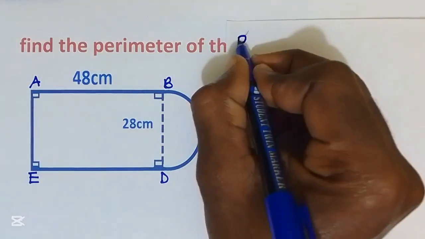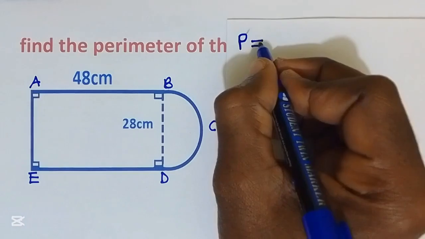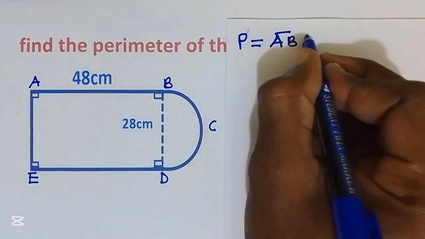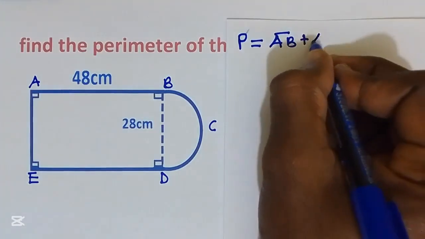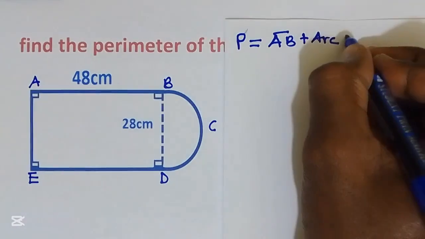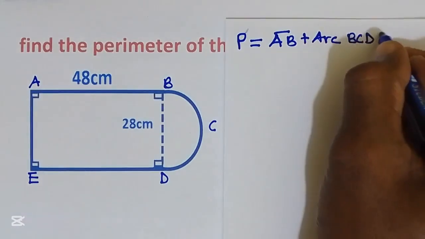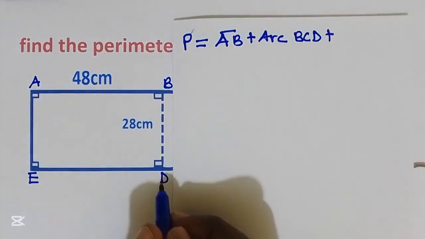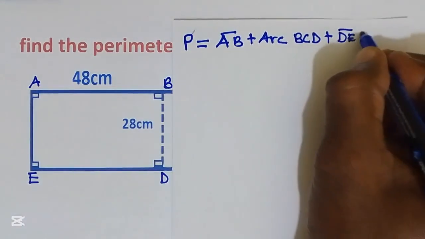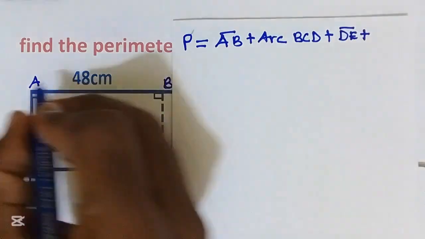So, perimeter is equal to distance AB plus arc BCD plus DE plus AE.